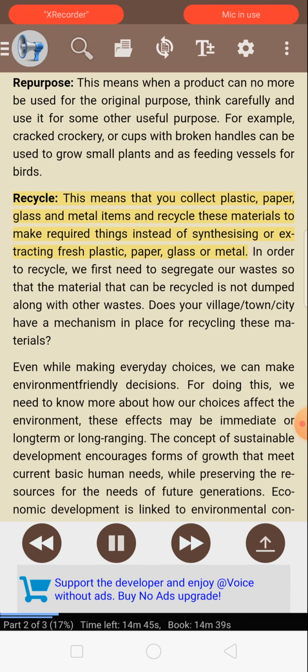This means that you collect plastic, paper, glass and metal items and recycle these materials to make required things instead of synthesizing or extracting fresh plastic, paper, glass or metal. In order to recycle, we first need to segregate our wastes so that the material that can be recycled is not dumped along with other wastes. Does your village, town, city have a mechanism in place for recycling these materials?